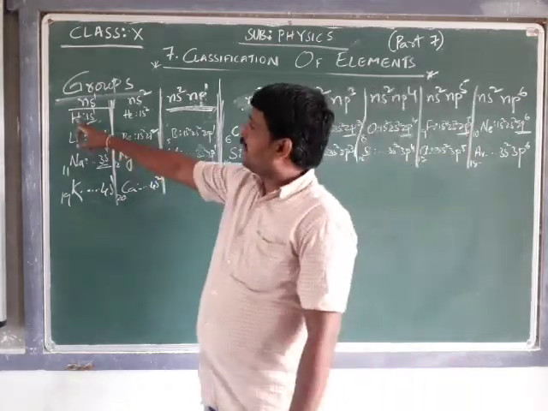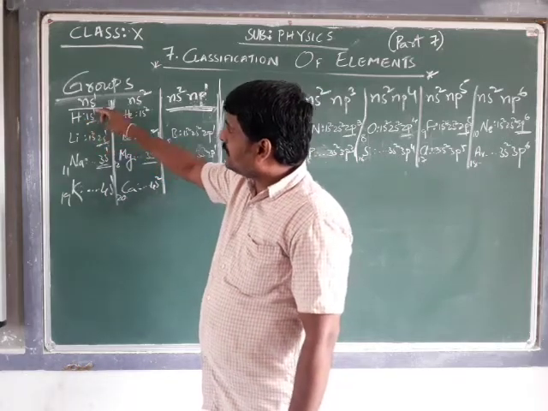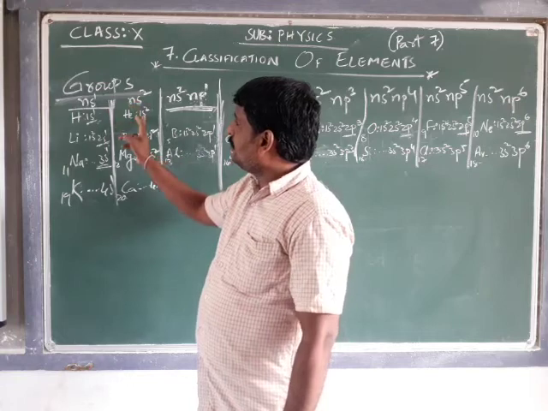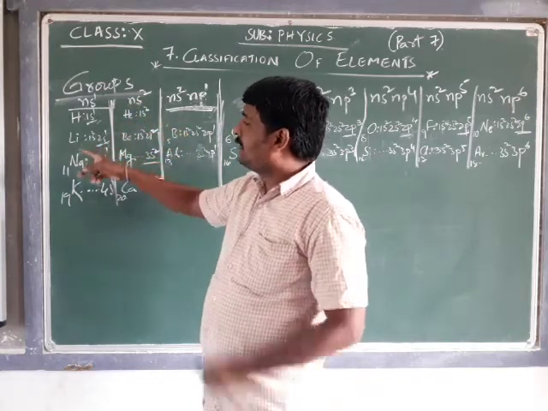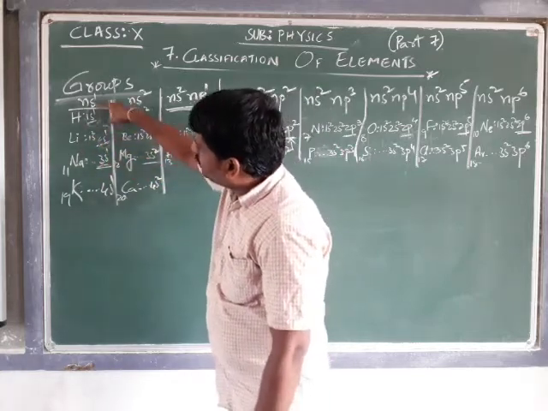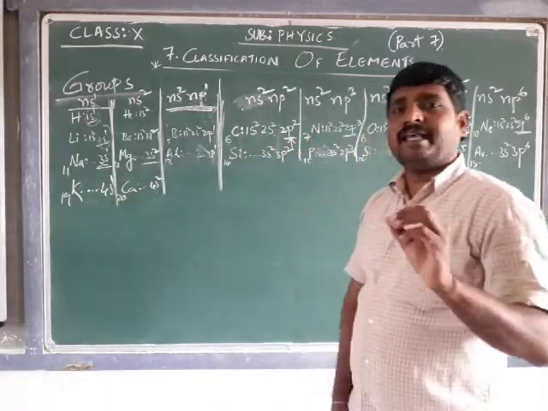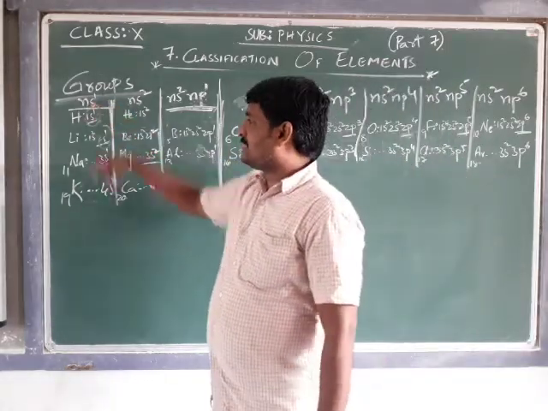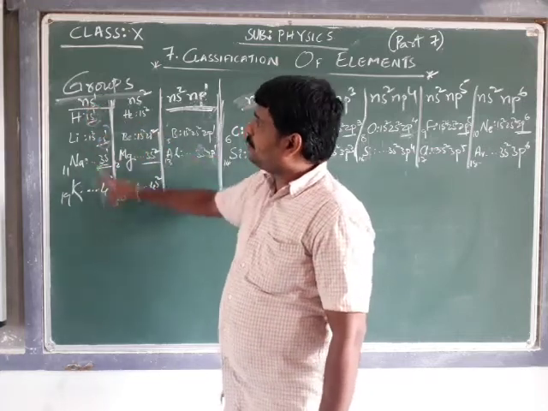Okay, what does it mean? Hydrogen's electron configuration is 1s1, that is, the differentiating electron is s1. Helium is 1s2. The third one is lithium, that is 1s2, 2s1. See, 2s1, again s1 configuration. If the differentiating electron is in s1, that is taken as the first group. The general formula of this first group is ns1.